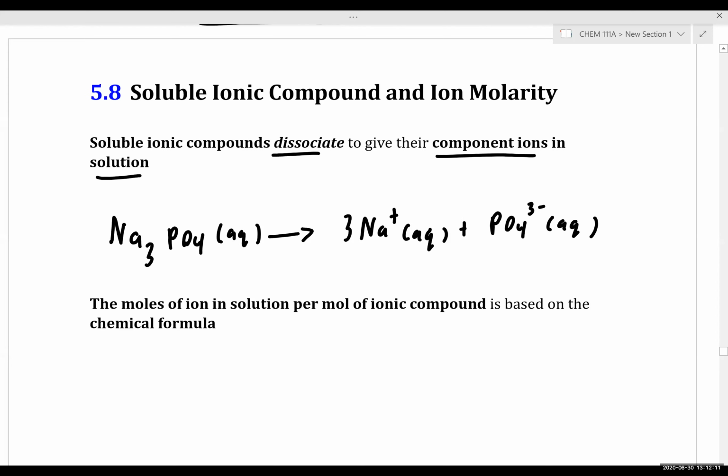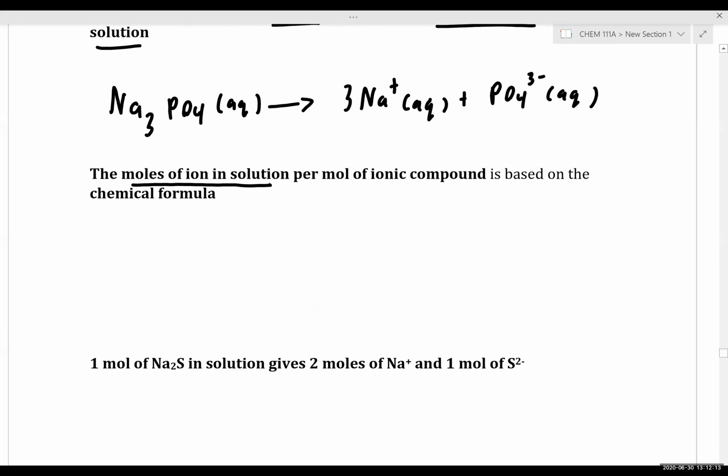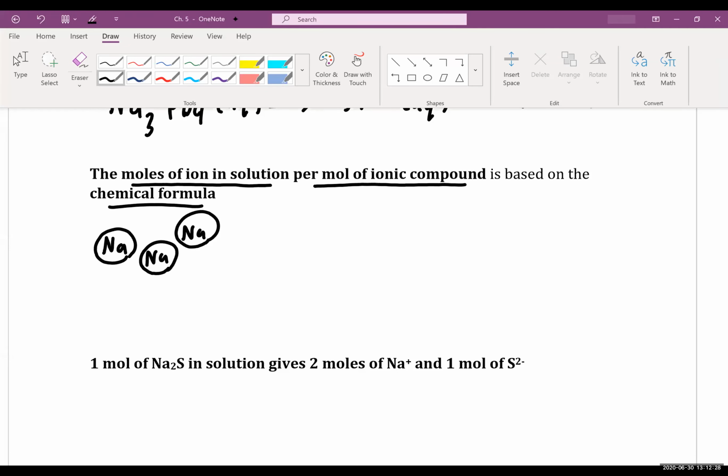Now, the moles of ion in solution per mole of ionic compound is based on the chemical formula. Just to draw some pictures, I always like drawing pictures when I think about chemical concepts because it makes it easier for me to count.